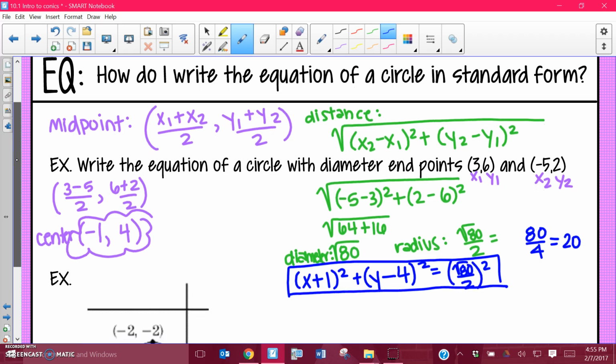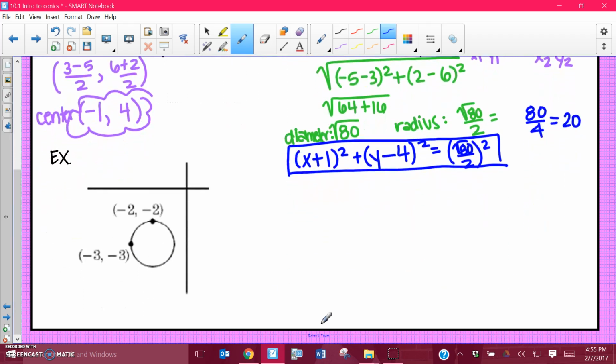Okay, now what if they give you a picture instead of words? So I'm looking at this picture and I want to find an equation. So when I'm finding the equation here, my first goal is to find the center of the circle.